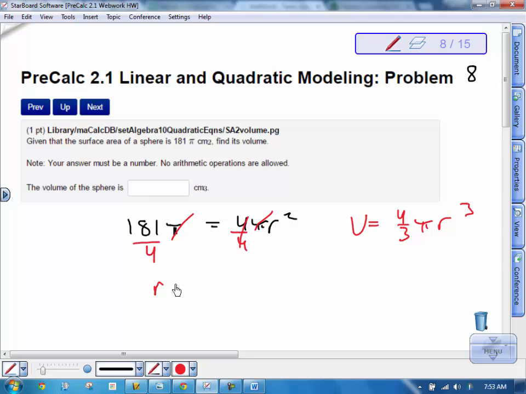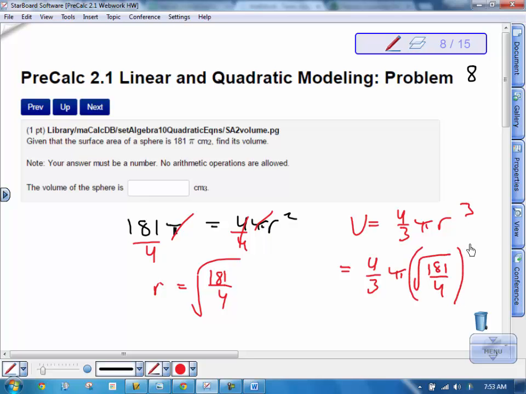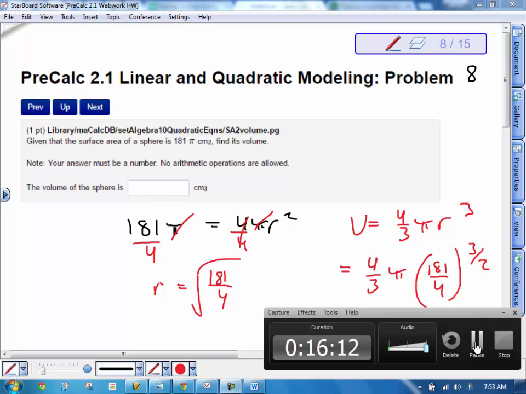Divide by 4, and you get r squared equals 181 over 4. Square root both sides, and that gives you r. And we're going to plug that in right here. So it's going to be 4/3 pi square root of 181 over 4 cubed. Now, I just put the 2 in the bottom probably because that square root is really a 1/2 power. So as long as you enter that in here or evaluate this in your calculator and put the right decimal there, keep in mind 3 decimal places probably at least should give you the right answer.